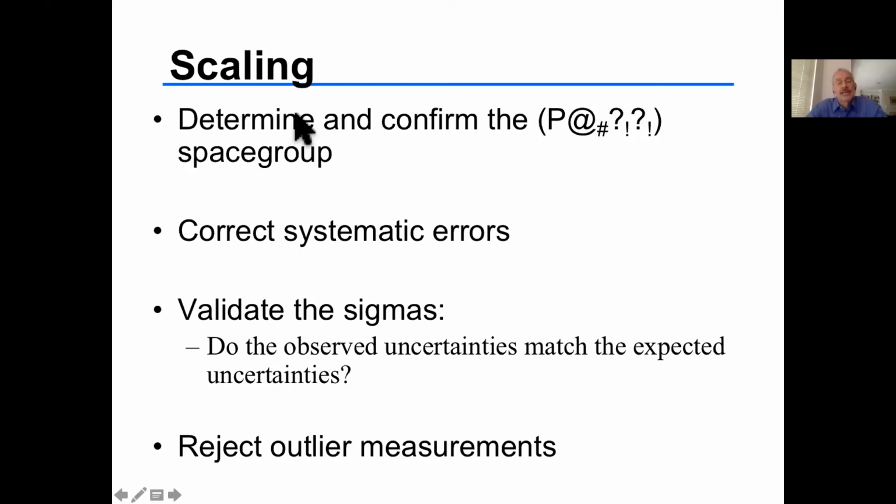But scaling is going to have 4 major things. It's going to determine and confirm the space group. We're going to correct for systematic errors, whatever they are. And I already mentioned in terms of measuring my height, wearing shoes or sitting in a chair are systematic errors. And we have mentioned radiation damage as a systematic error. We're going to validate the standard deviations. Do the observed uncertainties or standard deviations match the expected ones? And we'll talk about that. And finally, we're going to reject outliers.